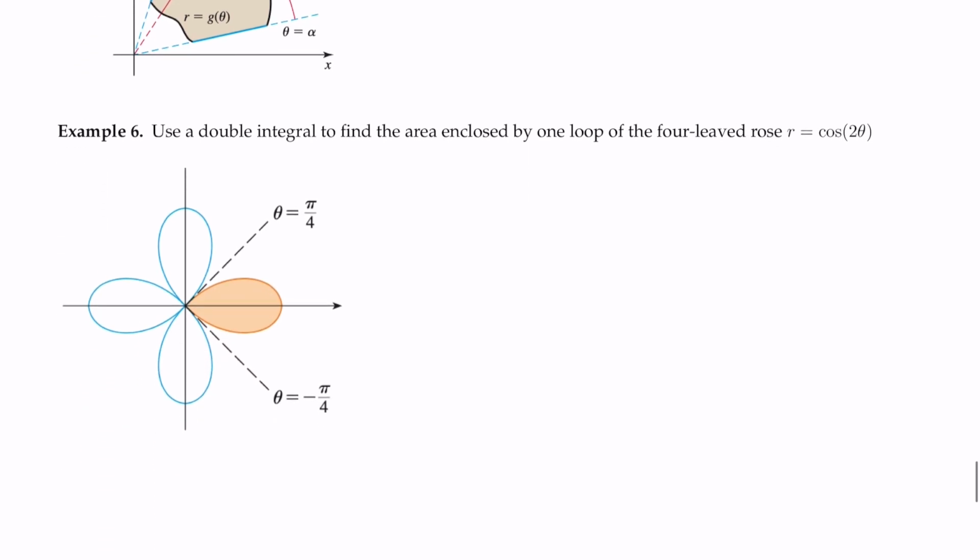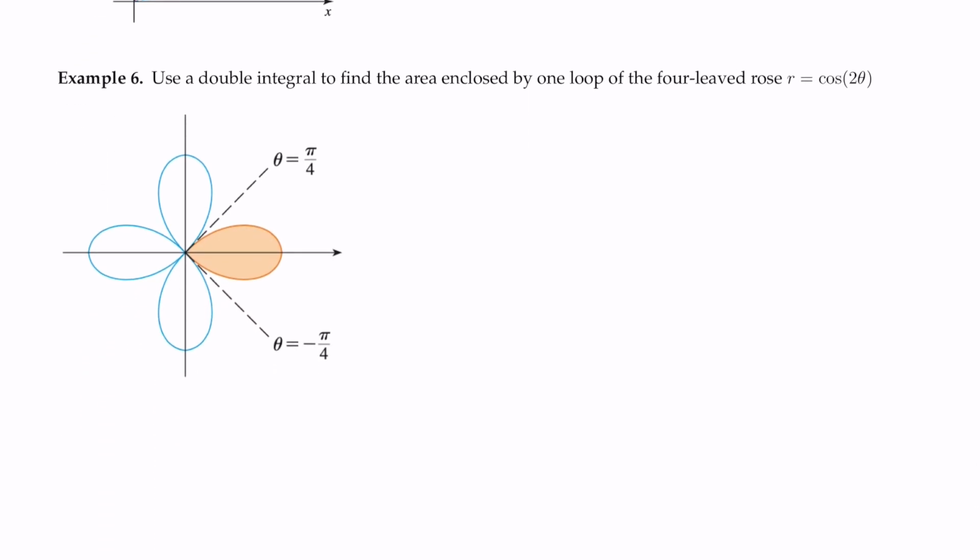So let's consider the following example. We would like to use a double integral to find the area enclosed by one loop of the four-leaf rose with the formula in the form of r equal to cosine of 2 theta. As you can see in the figure here, theta is bounded between negative pi over 4 and pi over 4, whereas r is bounded between 0 and the curve cosine of 2 theta. Therefore, you can set up the formula as follows.